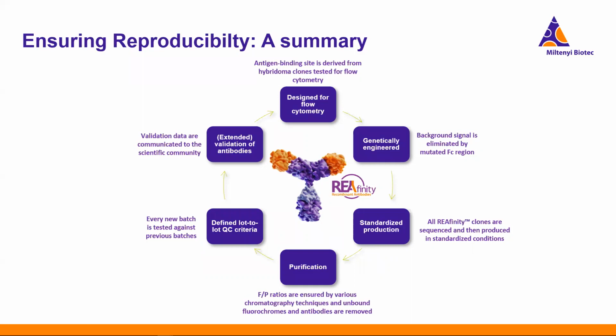Then we purify. Actually, we double purify. We make sure that by using chromatography, we have nothing that is either an unbound fluorochrome or an unbound antibody. We make sure it's just what you think it is. We have very well-defined lot-to-lot QC criteria, and we test each batch against the previous batch. And finally, we're trying to make this validation available to the scientific community. We're trying to be transparent, and we're trying to do as much extended validation of antibodies as we possibly can.